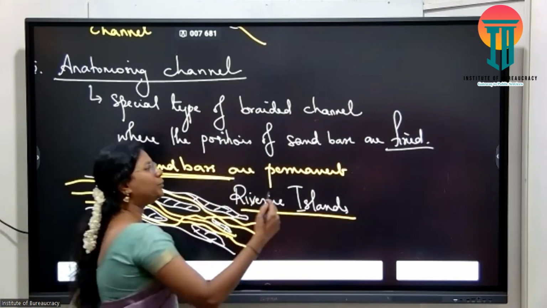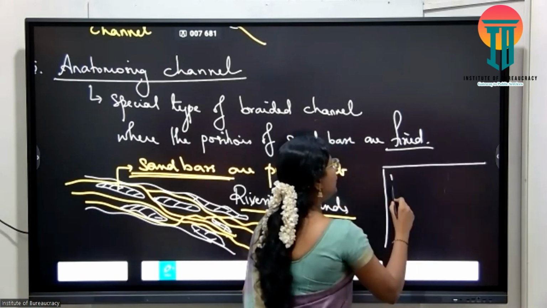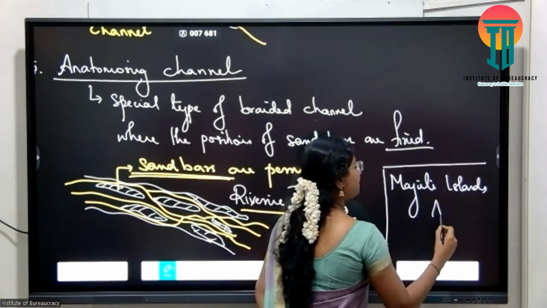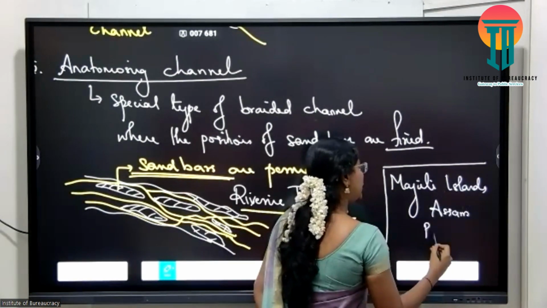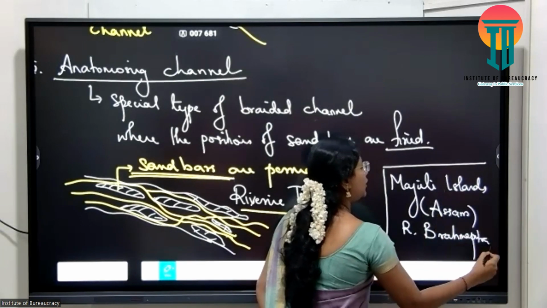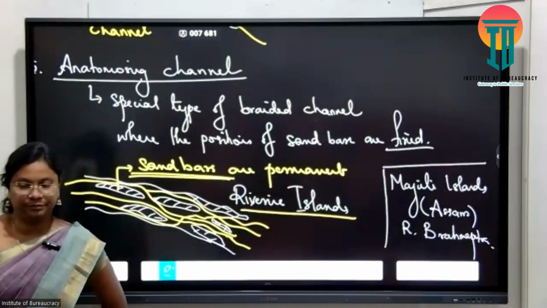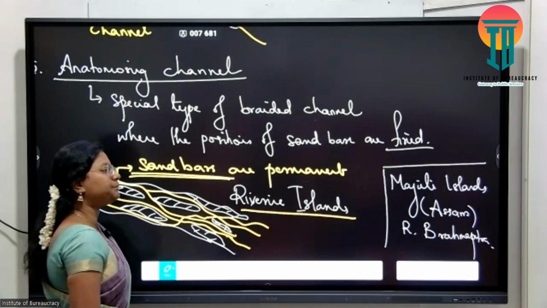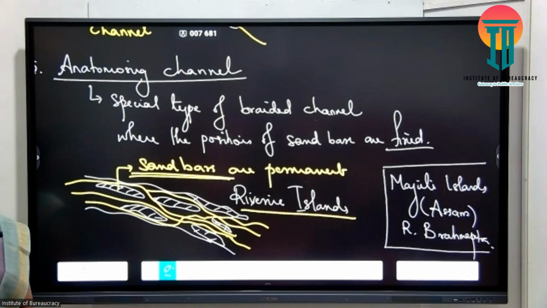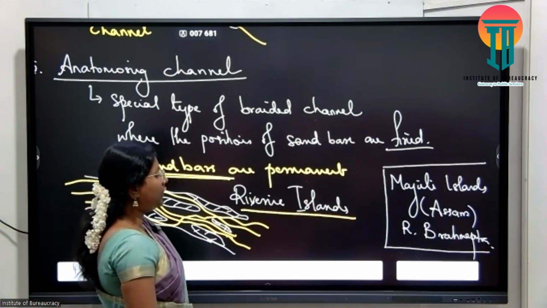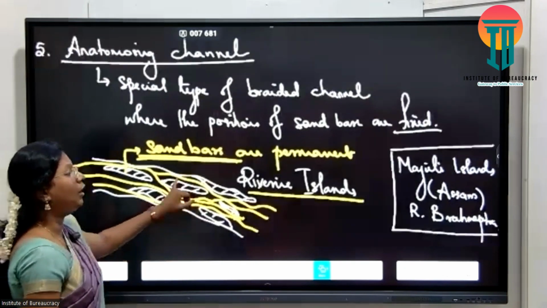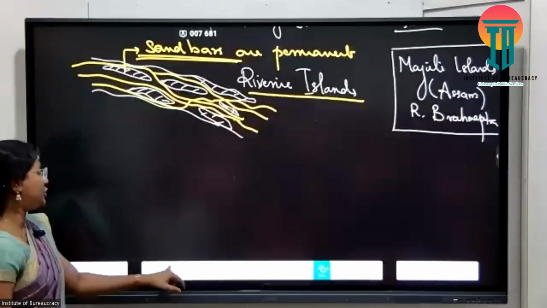And Brahmaputra margin note பண்ணுங்க, the largest riverine island in the world, Majuli Island of Assam on river Brahmaputra. The largest riverine island, Majuli Island. Anastomosing channel. Okay, and star போட்டு we're gonna write one more, sixth important type, which is known as unbranching channel.